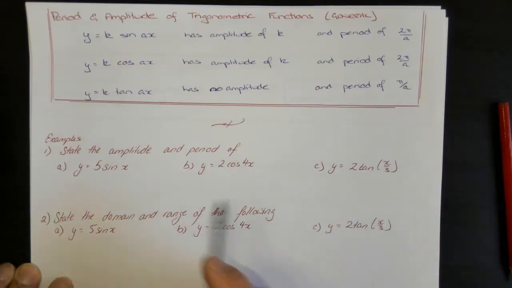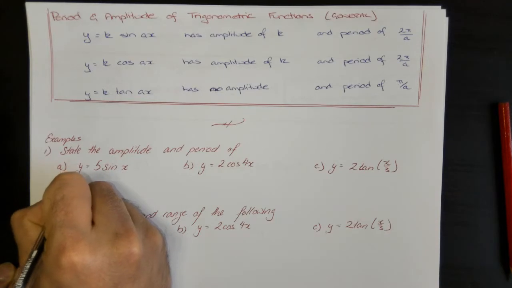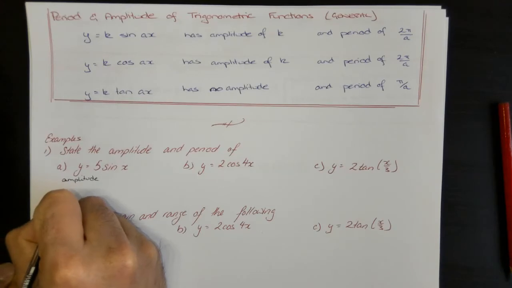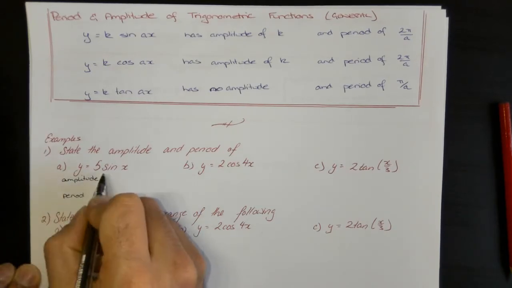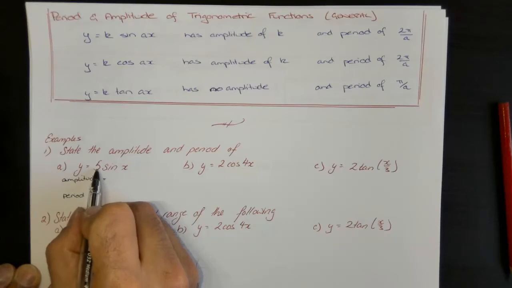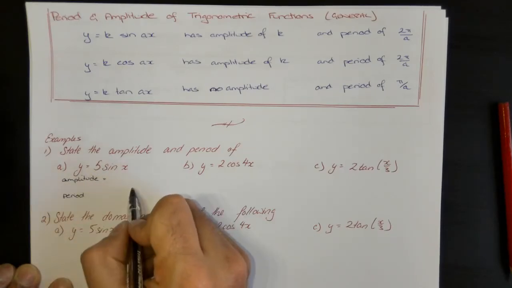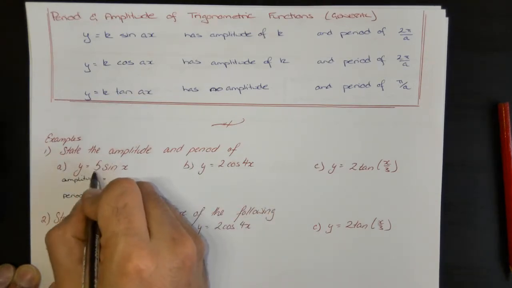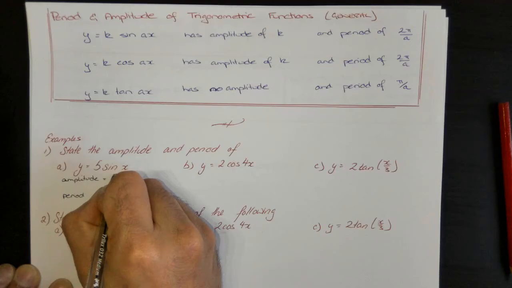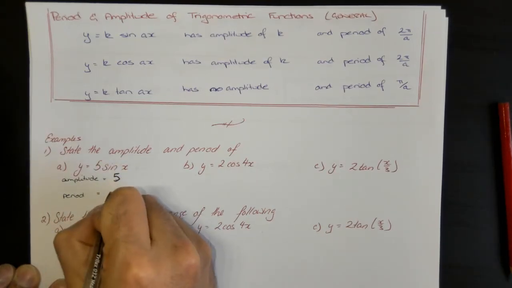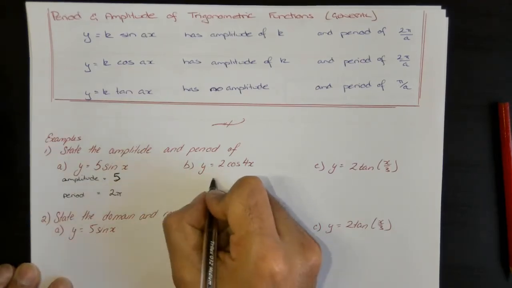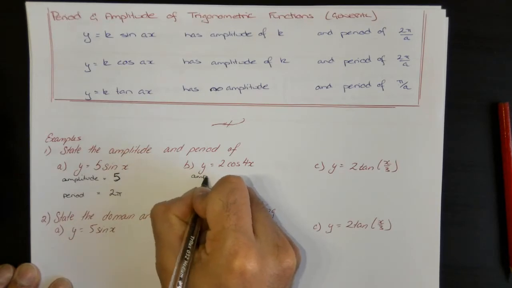Okay, so we'll do the amplitude and we'll do the period here. We've got sine of x. The normal amplitude of sine is 1, going from 1 to -1. We're going to multiply it by 5, so the amplitude in this situation will be 5. The period would be 2 pi. Okay, I'm still saying amplitude and period.